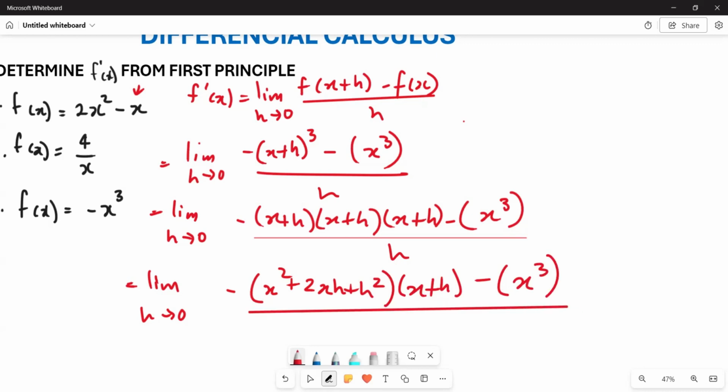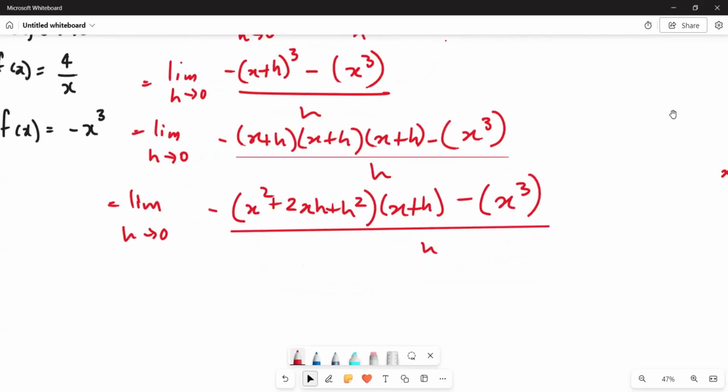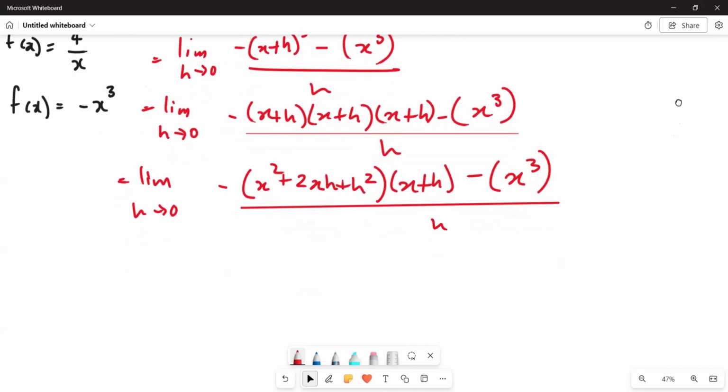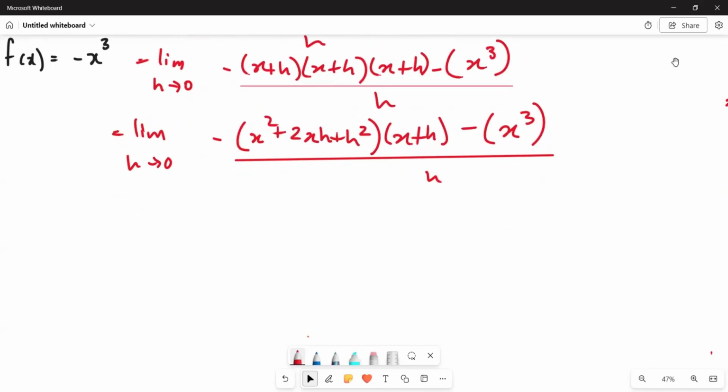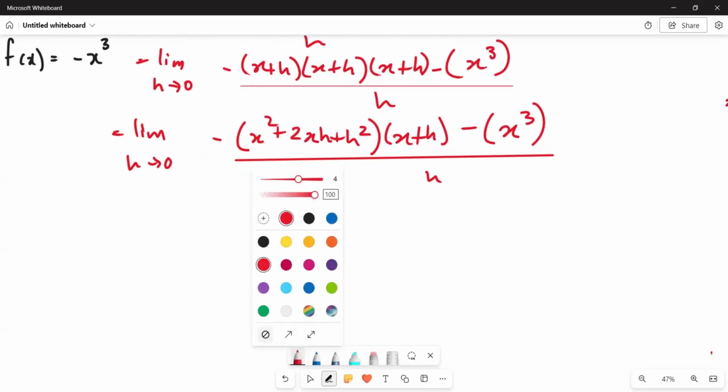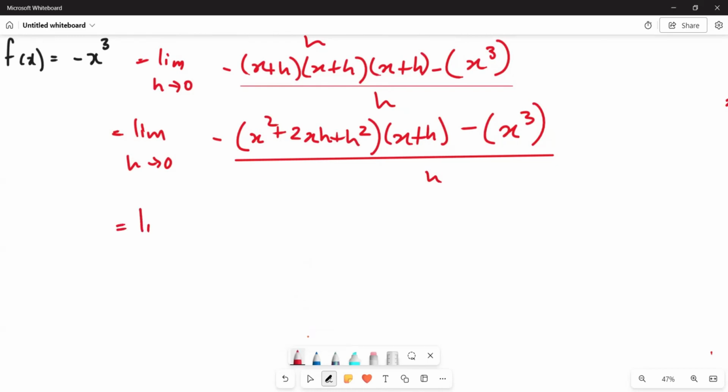Over h, altogether. Now, what else are we going to have from here? Let's just try and scroll upward a little bit. Now, what else are you going to have from here? Now, this is the same as your limit as h approaches 0.